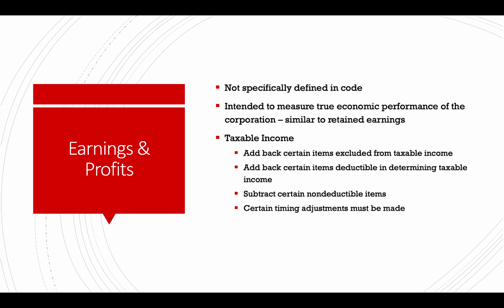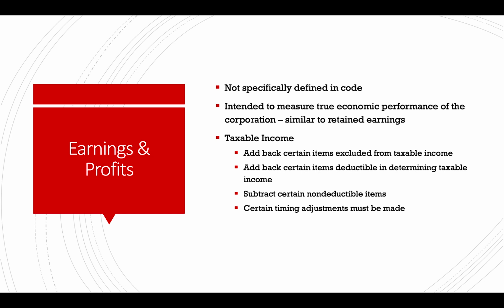All right, and then the last thing, certain timing adjustments must be made. So this is to override timing rules that allow a corporation to artificially defer income or accelerate deductions. Depreciation is one of those. We know that for tax purposes, we depreciate based on MACRS, and we also take Section 179 sometimes to allow bonus, and we take bonus depreciation.